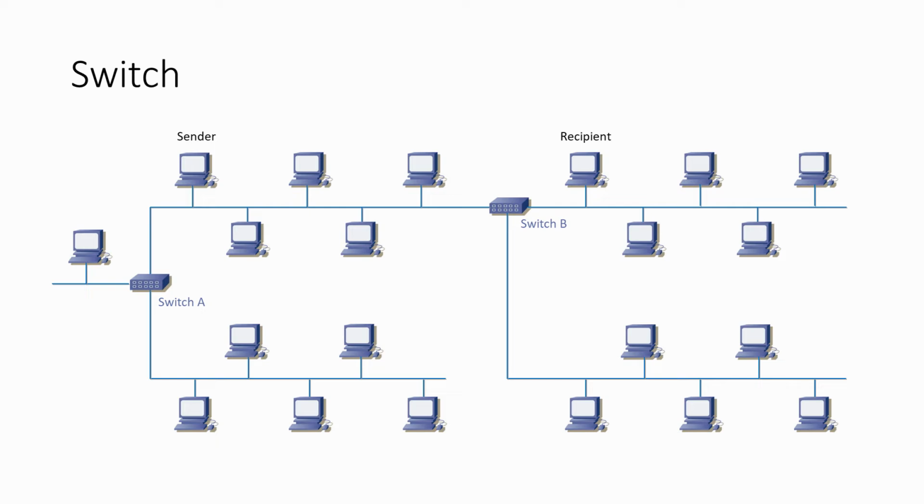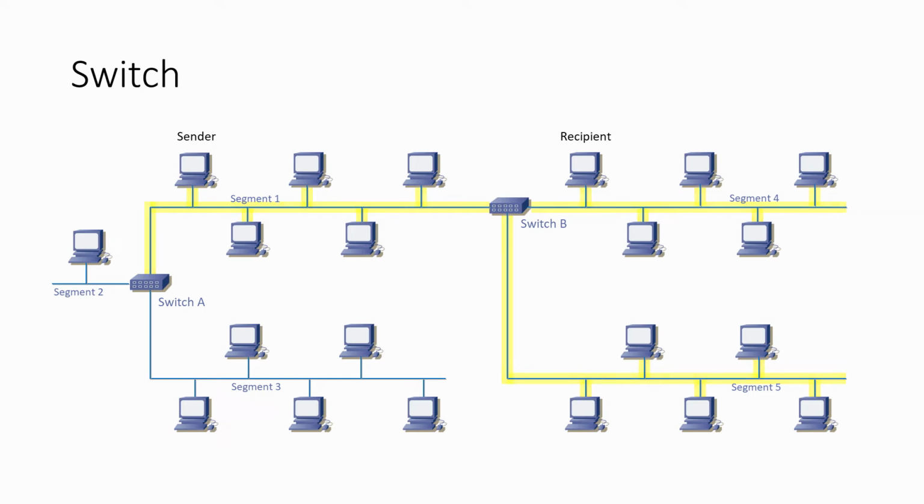Let's give each segment a number. Switch A knows the MAC addresses of all the computers on segments 1, 2 and 3, because these segments are connected directly to itself. Switch A also knows which segment each of these computers is on. Switch B knows the MAC addresses of all the computers on segments 1, 4 and 5, because these segments are connected directly to itself. Switch B also knows where the computers are.